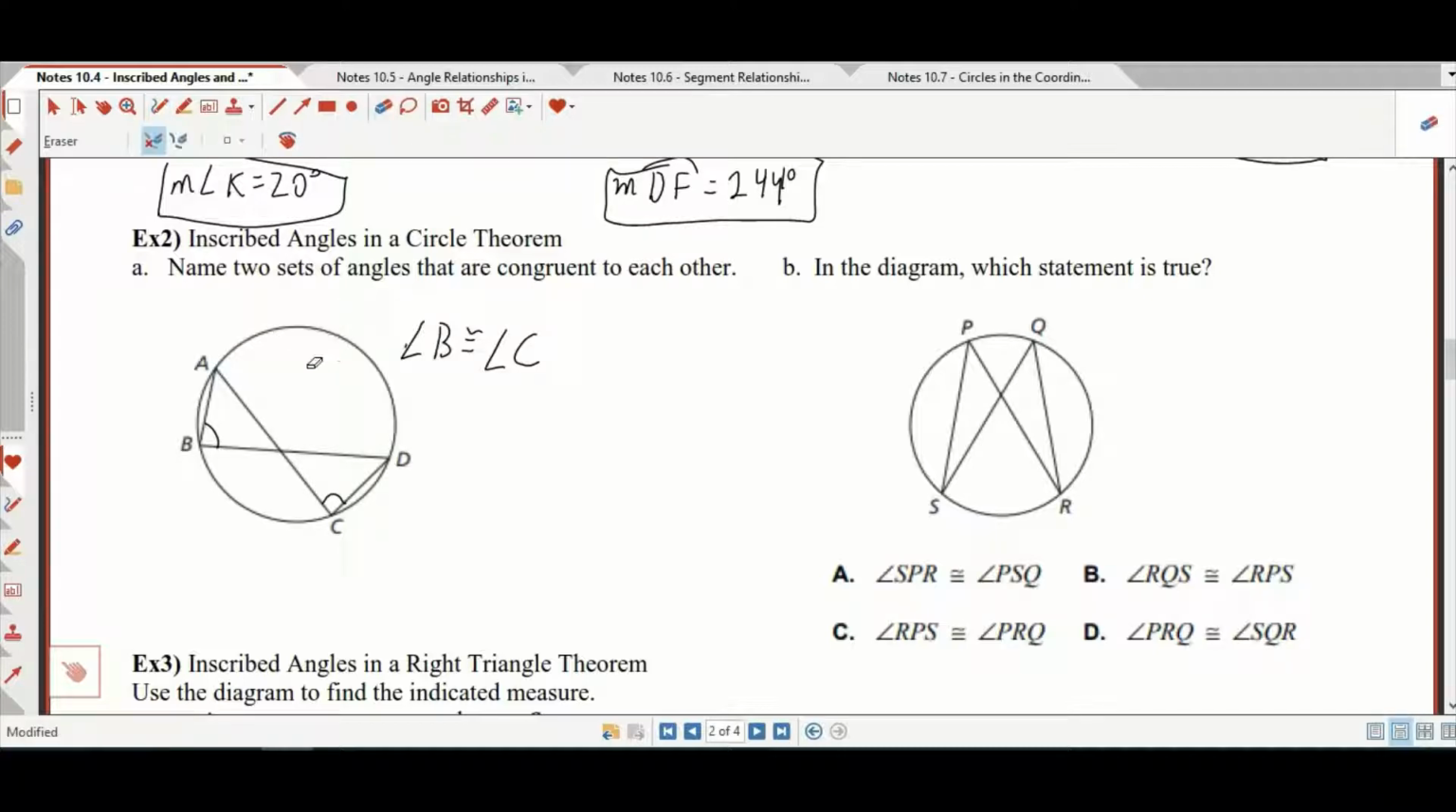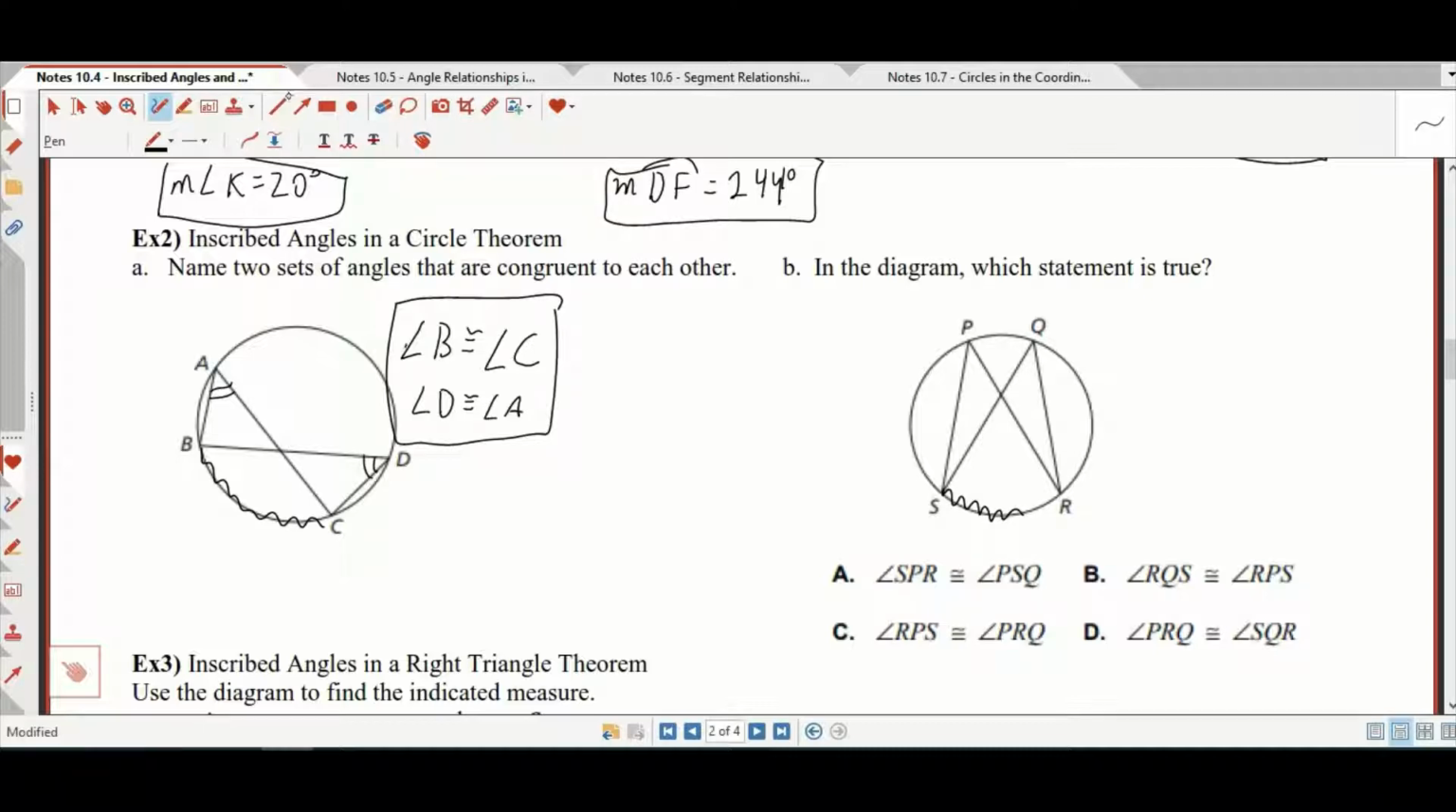Let's see if there's another arc we can find. Well, oh, look at this. Arc BC is being cut out by angle D and angle A, which means that angle D must be congruent to angle A as well. Same story over here. Look at S and R.